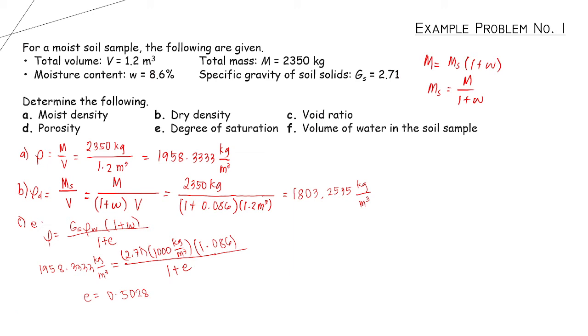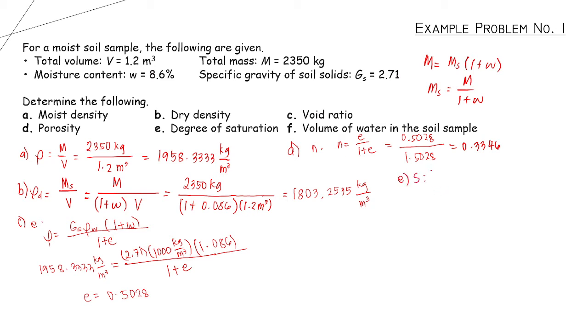D, porosity n. Let's just use the relationship n is equal to e all over 1 plus e. So this is equal to 0.5028 all over 1.5028. This is equal to 0.3346. And then we have the degree of saturation.